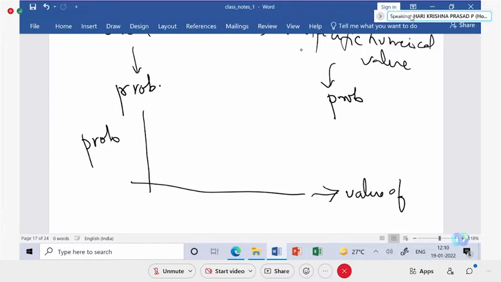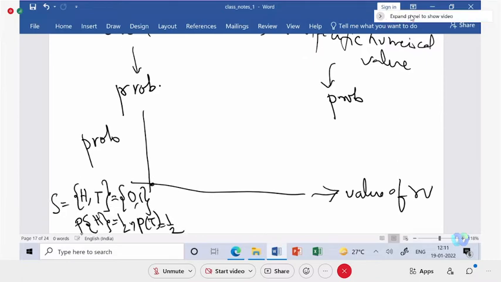Now I can consider the experiment of head and tail. Values assigned to that are say 0 and 1. All events are equally likely, so the probability of head is equal to the probability of getting tail. How do I represent the probabilities as a function of the value of the random variable?